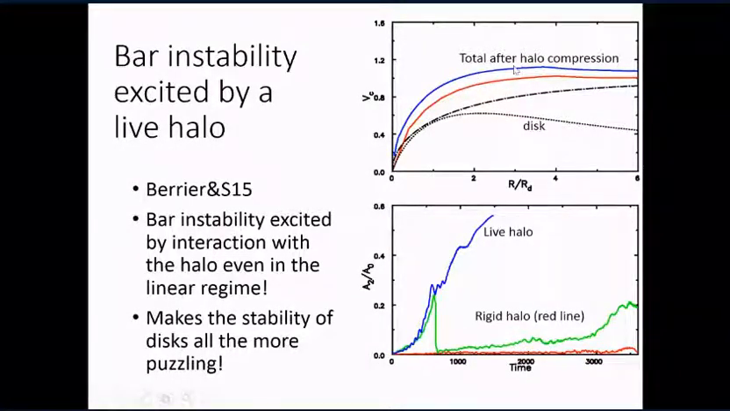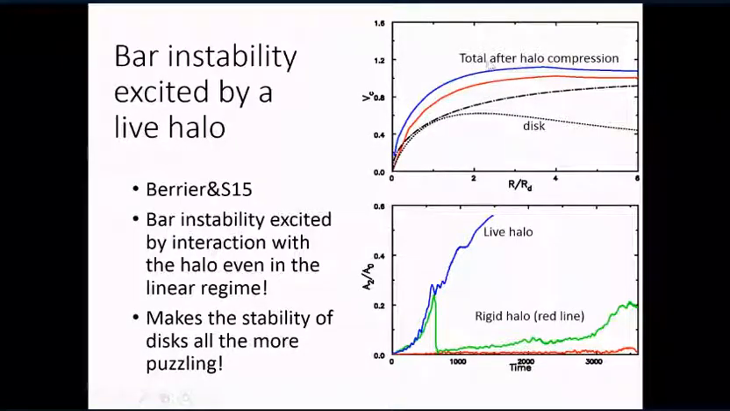And so the blue line here is what you get if you compress the halo as a result of adding the disk. If you don't compress the halo properly, then you get the red curve. And in the bottom panel, we show what happens if you run the simulation of this disk galaxy model with some amount of random motion in the plane, and you use a rigid halo: then you get this result for the bar amplitude given by the red line, which is almost nothing. The bar doesn't develop at all.